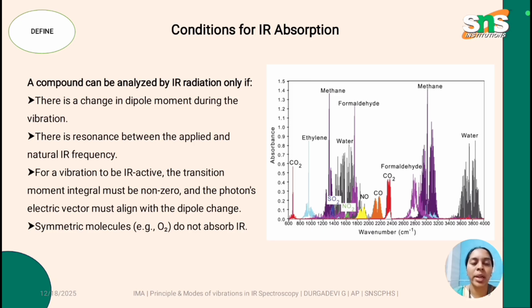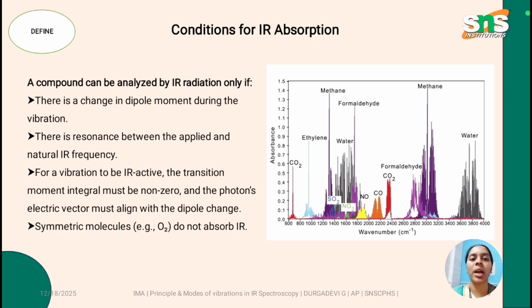Then conditions for IR absorption. A compound can be analyzed by IR radiation only if there is a change in the dipole moment during vibration. That is, your molecule should exhibit positive and negative ends, and those charges will be separated by a distance to exhibit some dipole moment. So only if there is a dipole moment will the compound become IR active.